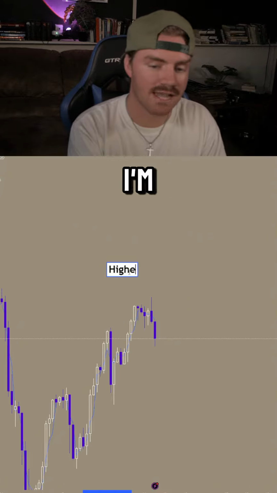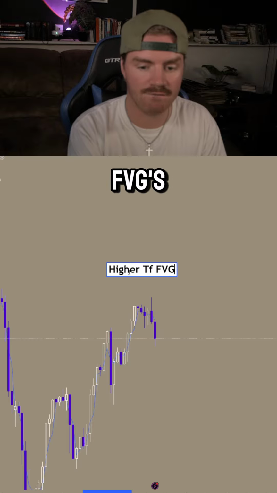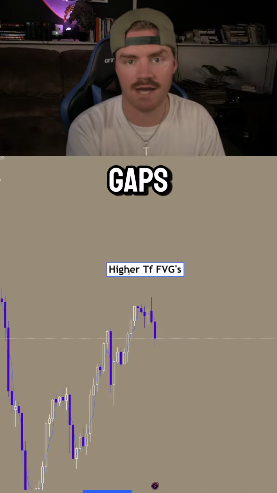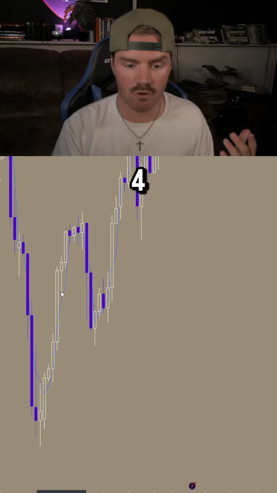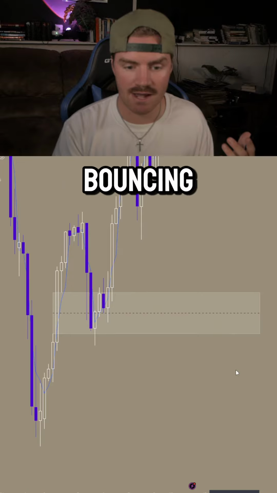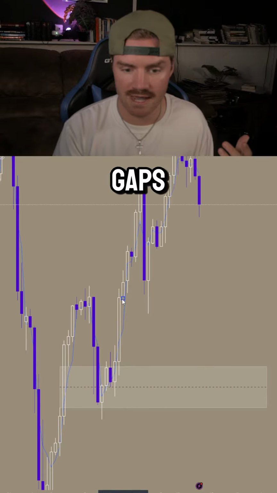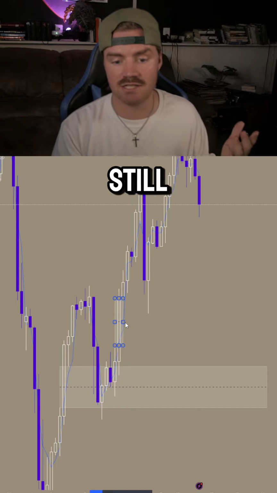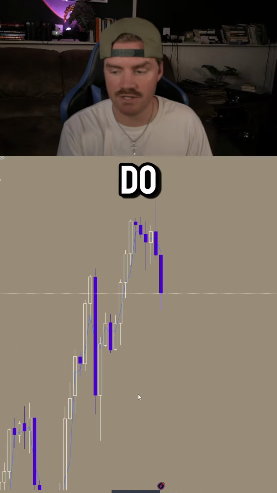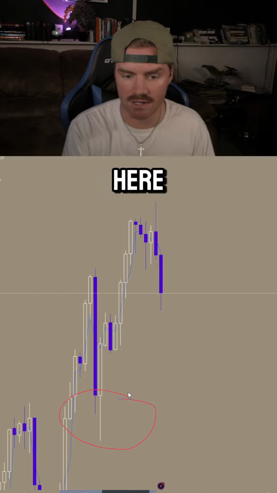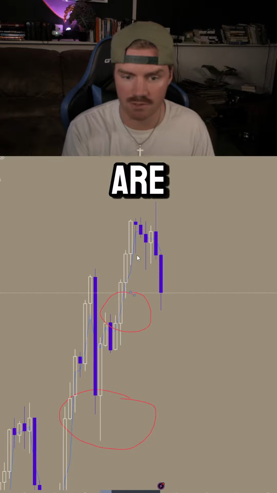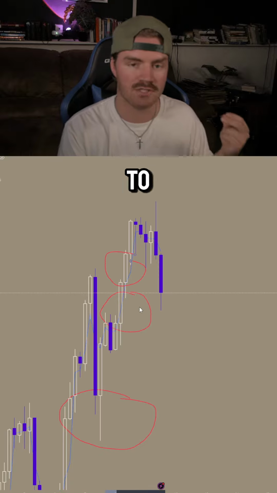So the next thing I'm doing is looking for higher time frame FVGs, or fair value gaps. If you look at this bullish trend on the 4-hour, you're going to notice that price is continuously bouncing from 4-hour bullish fair value gaps, which tells me that our structure is still very bullish. So as long as we do not close below this swing low down here, all of these 4-hour fair value gaps are going to be valid levels for price to bounce from.